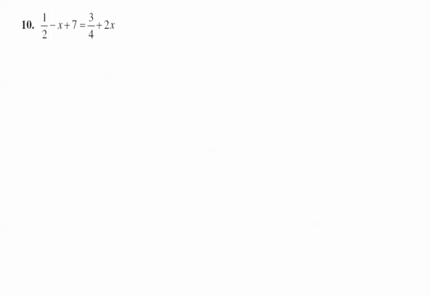With number 10, we have an equation that has fractions in it, so we're going to have to find a common denominator and multiply both sides by the common denominator. In this case, that common denominator will be 4. So we'll set up our equation multiplying both sides by 4.